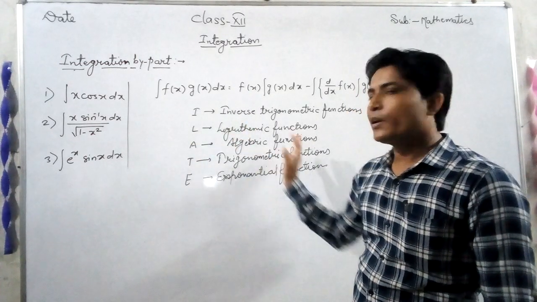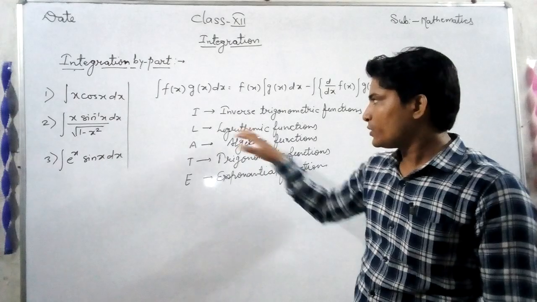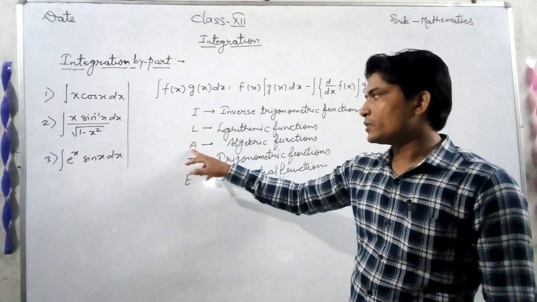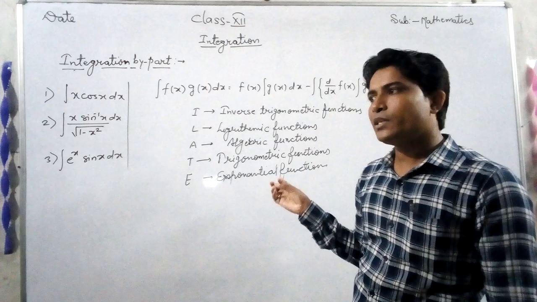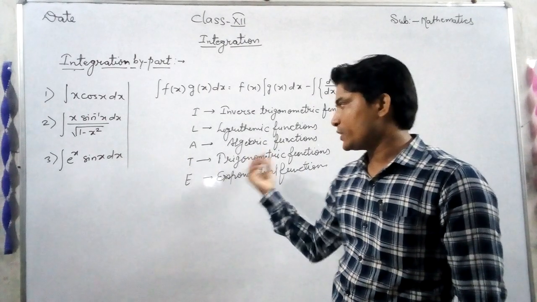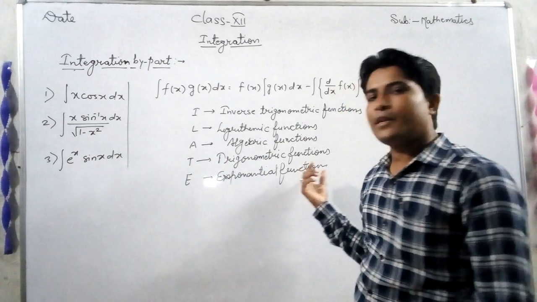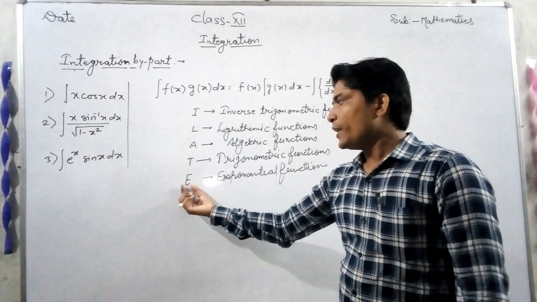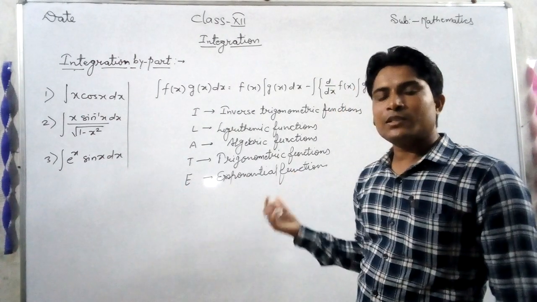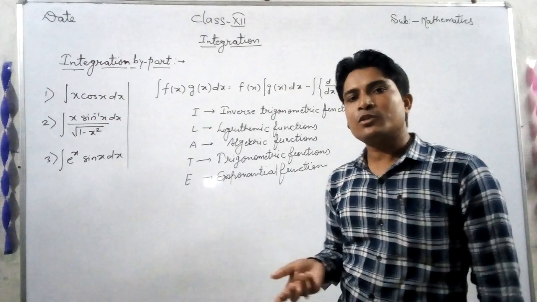L means logarithmic functions, log x. A means algebraic functions, x squared, etc. T means trigonometric functions, that is sin x, cos x, etc. And E means exponential function, it means e to the power x.